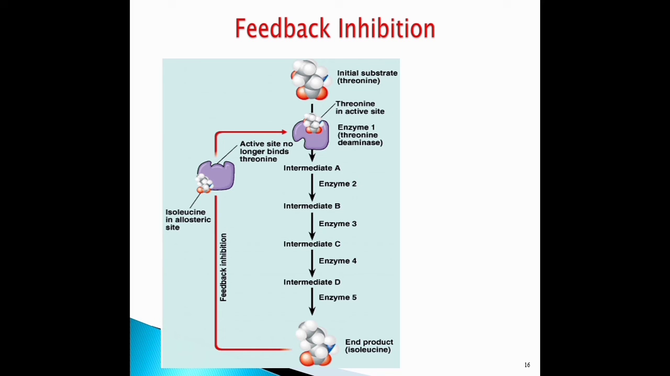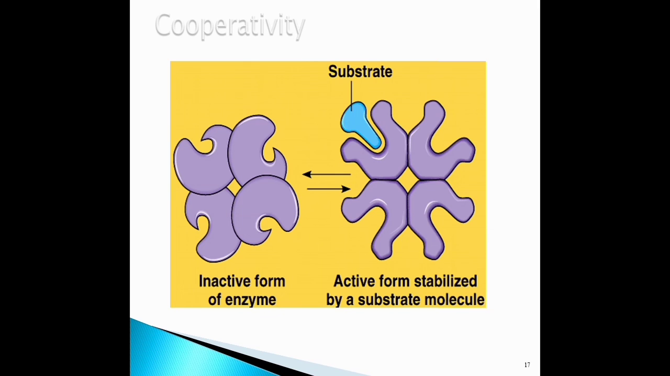Feedback inhibition. Initial substrate, intermediate A, enzyme 2, intermediate B, enzyme 3, intermediate C, enzyme 4, intermediate D, enzyme 5, end product isoleucine is formed. Isoleucine binds to the allosteric site. Active site no longer binds threonine. Cooperativity. Substrate, inactive form of enzyme, active form stabilized by a substrate.